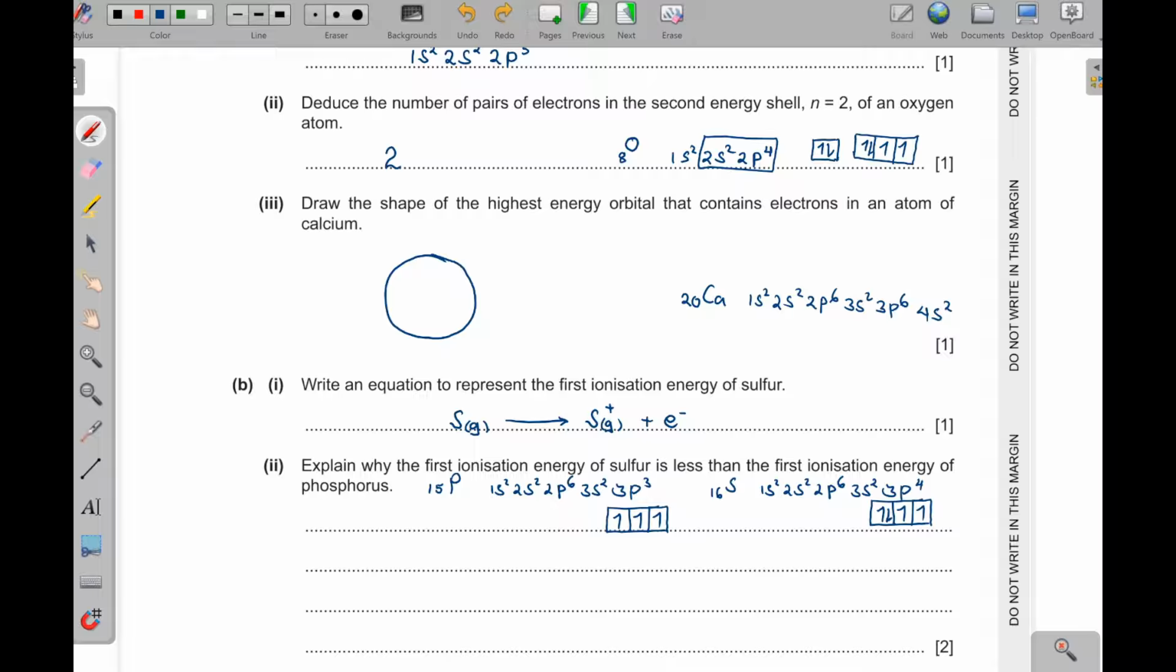But then, due to the fact that there are these 2 electrons in here, and there is what we call the spin pair repulsion, then there is a slight decrease in the nuclear attraction for these outermost electrons, and the spin pair repulsion here is going to affect the nuclear attraction. So in that way, we are going to have the first ionization energy of sulfur being less than that one of what? Phosphorus.